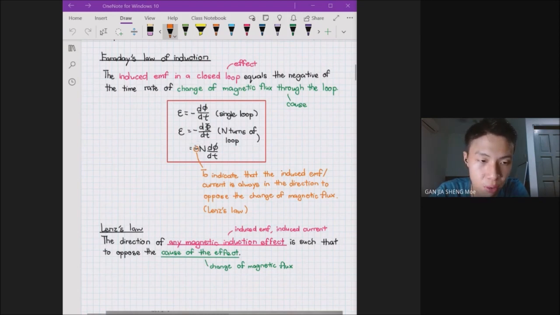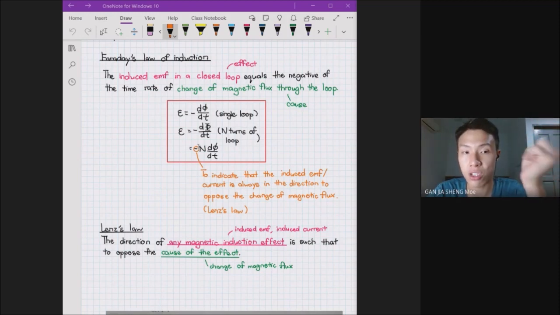Okay, the negative sign over here is to indicate that the induced EMF or the induced current is always in the direction to oppose the change of magnetic flux, which is just Lenz's law. But well, the purpose of this sign over here is that later it will help us to determine the direction of the induced EMF, and help us determine the direction of the induced current. And the induced EMF and the induced current should obey Lenz's law.